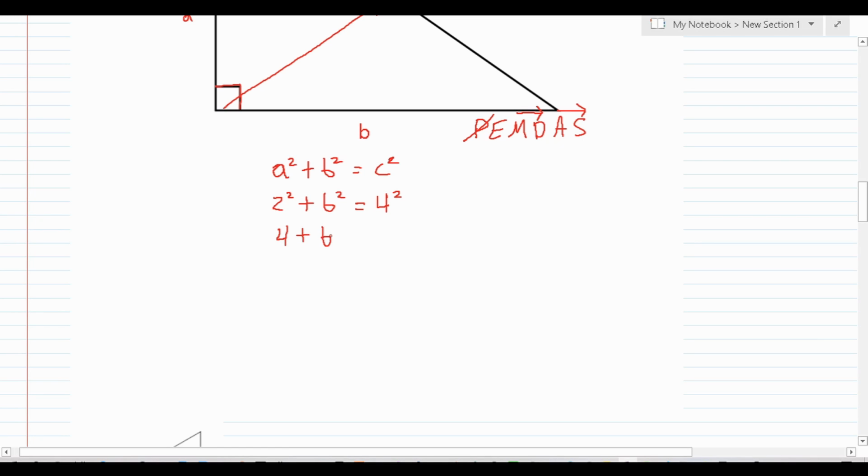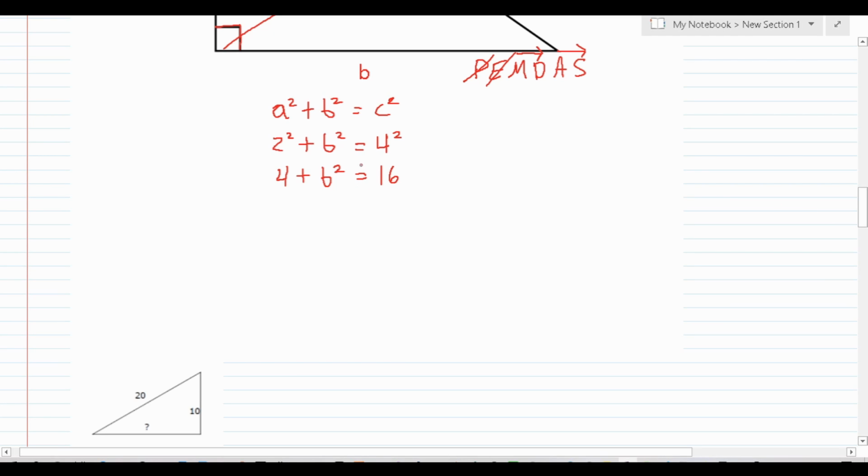B squared, we can't really do anything with that at this point. And then 4 squared, we should all know, is 16. All right, so we took care of those exponents more or less. So let's go ahead and keep working on this one.